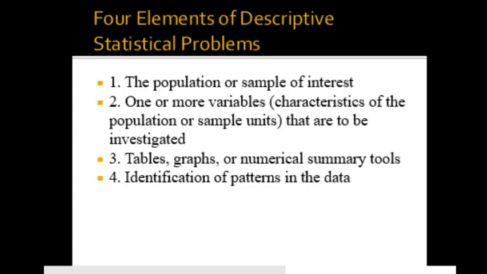Okay, so with these basic elements, we can put together what descriptive statistics problems look like and what inferential statistics problems look like. So for descriptive statistics problems, these are the 4 elements. We identify the population and sample of interest. Then we identify one or more variables that we are trying to investigate. We use tables and graphs and some numerical summary tools to put the information together and then use this to identify patterns in the data.